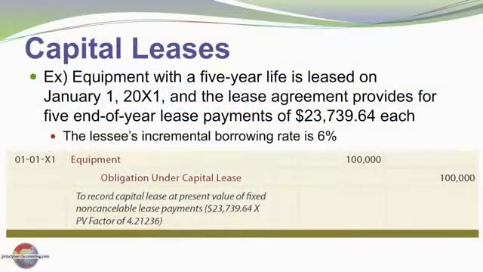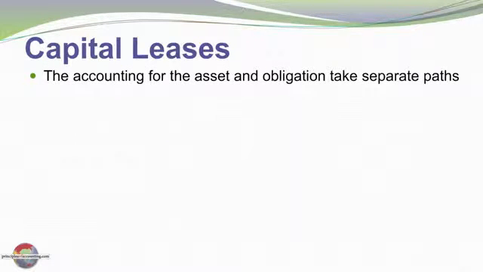So in this case, assume we have a 5-year lease that's leased on January 1 of year 1, and the lease agreement provides for 5 end-of-year lease payments of $23,739 each. I've done some underlying mathematics, assuming a 6% incremental borrowing rate here. The present value of the 5 payments at 6% happens to come out to $100,000. So when we sign the contract for 5 years at $23,739 a year, we're going to record the equipment and the capital lease at the present value of those lease payments discounted back. It comes to $100,000. The accounting for the leased asset and obligation take divergent paths at this point.